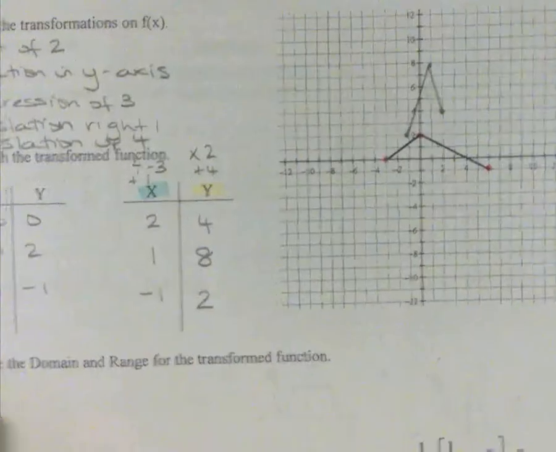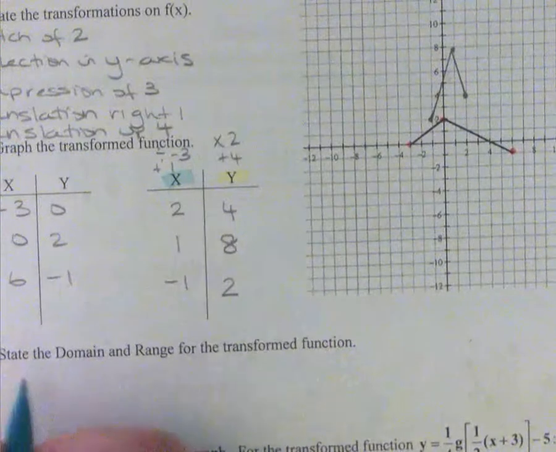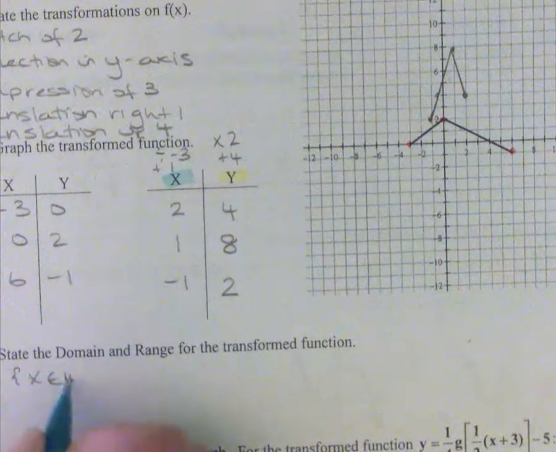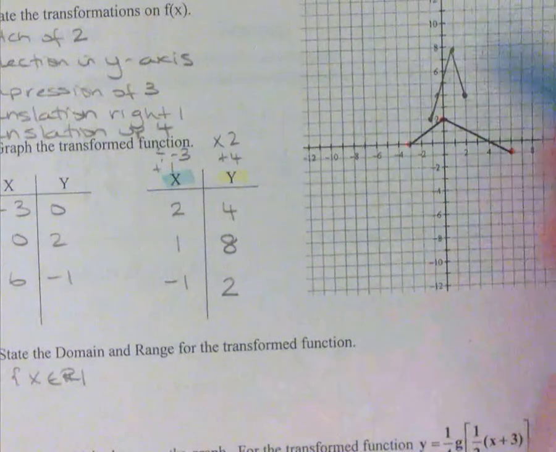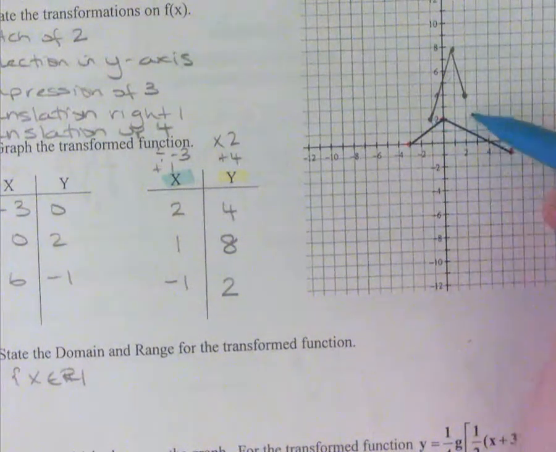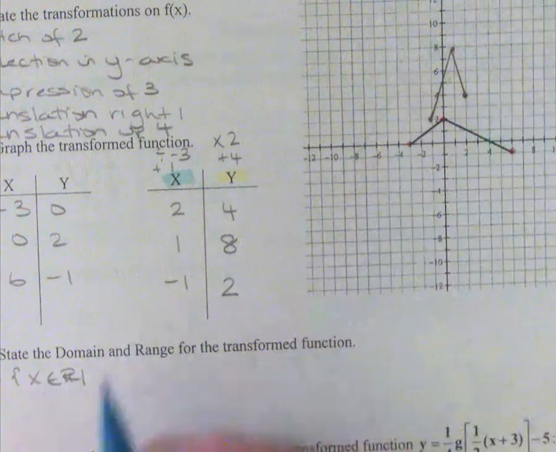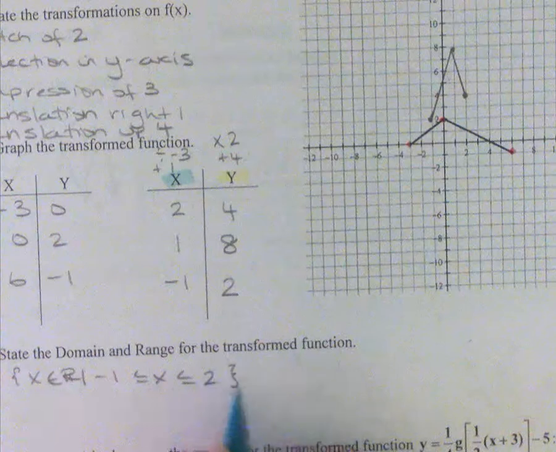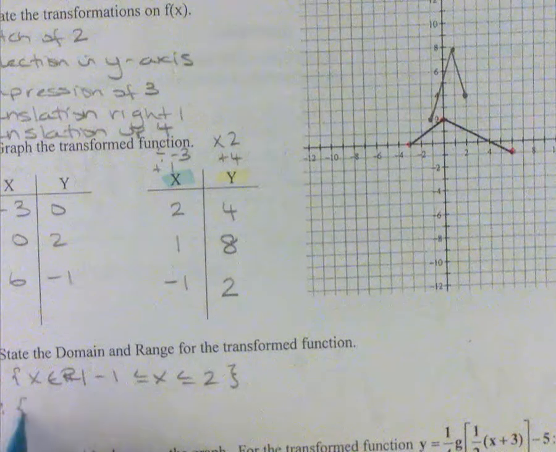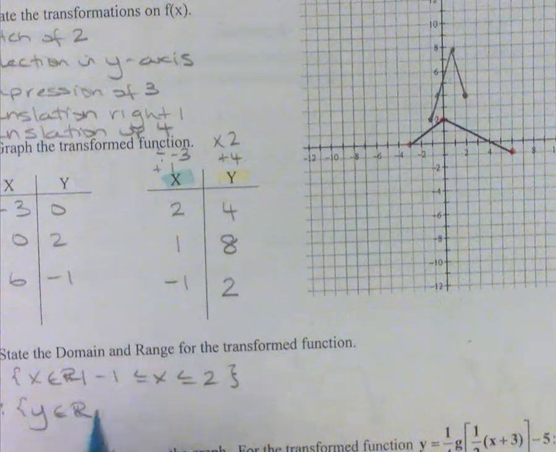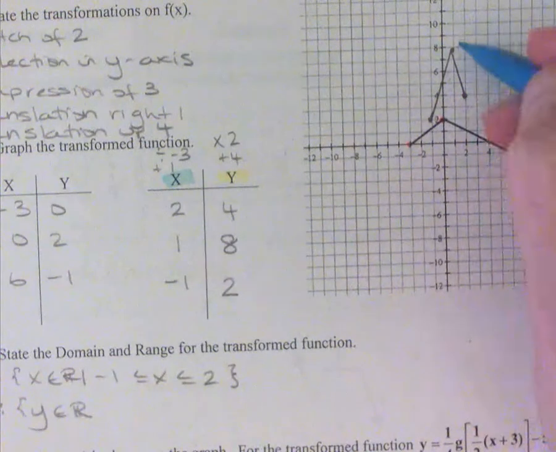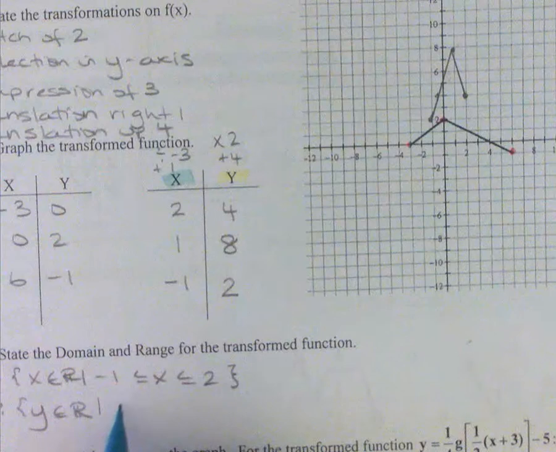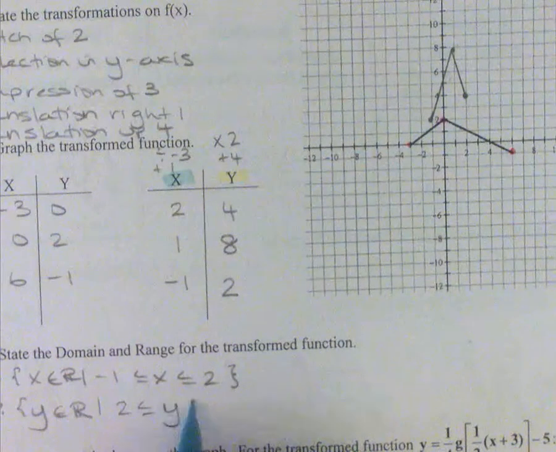What's the domain and range for the transformed function? So if I look, the domain will be x is an element of the real numbers. The domain goes from here to here. So it goes from -1 to 2. And the range goes from here to here. So the range goes from 2 to 8.